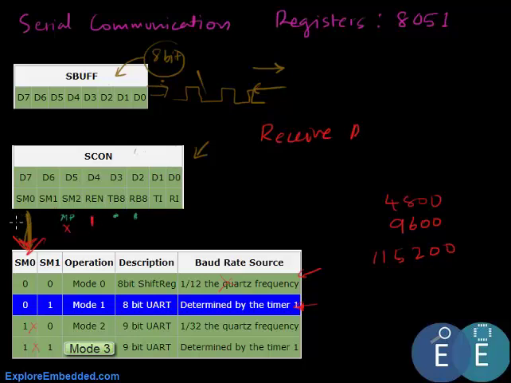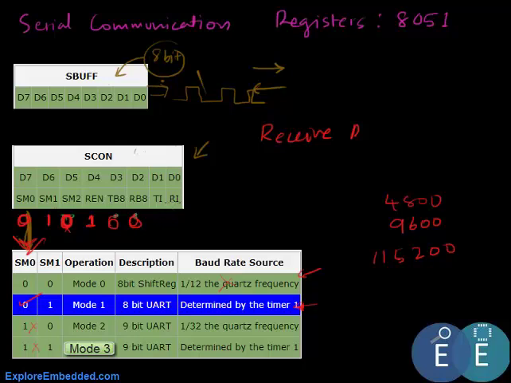Now let us work out what we should be using. This will be 0, this will be 1, so this will be our mode 1, and then we're not using multiprocessor communication, so this would be 0. We want to enable the receiver as well, so this would be 1. These two bits are again not used. These two bits are used with the other serial communication modes. So let them be 0.